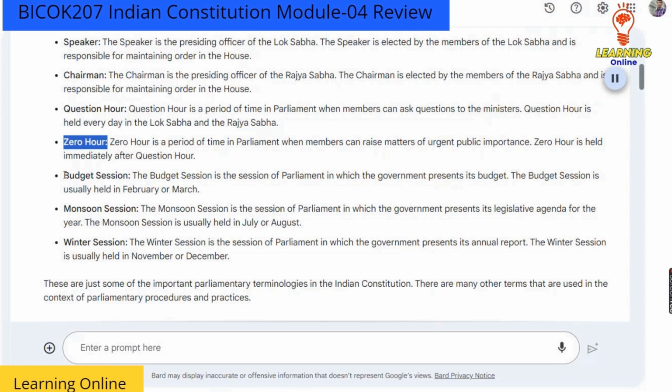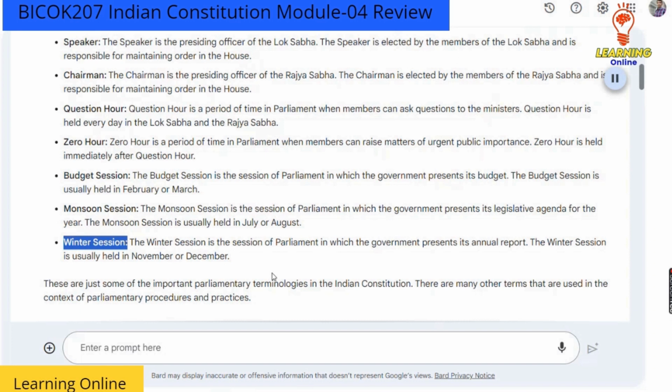Budget session. The budget session is the session of Parliament in which the government presents its budget. The budget session is usually held in February or March. Monsoon session. The monsoon session is the session of Parliament in which the government presents its legislative agenda for the year. The monsoon session is usually held in July or August. Winter session. The winter session is the session of Parliament in which the government presents its annual report. The winter session is usually held in November or December.